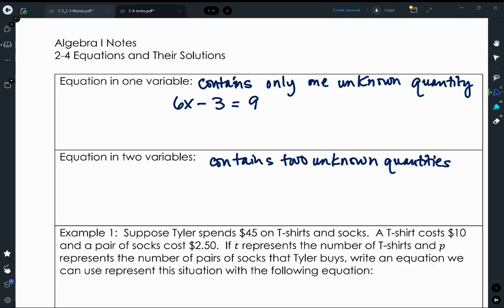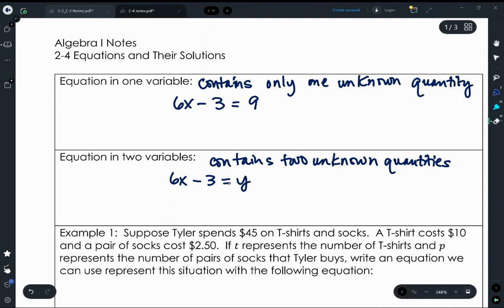So this would be like taking our first equation, the 6x minus 3, but instead of having it equal to 9, we could make it equal to y. And really, we normally would have the y equals in the front, wouldn't we? So if we had y equals 6x minus 3, now we've got a linear equation. So that's going to be an equation of two variables.